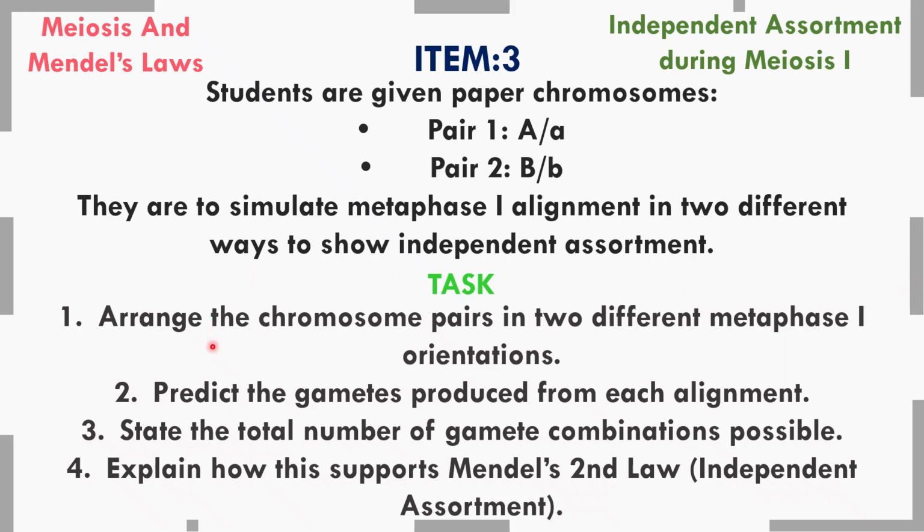Task: arrange the chromosome pairs in two different metaphase 1 orientations. Predict the gametes produced from each alignment. State the total number of gamete combinations possible. Explain how this supports Mendel's second law, independent assortment.